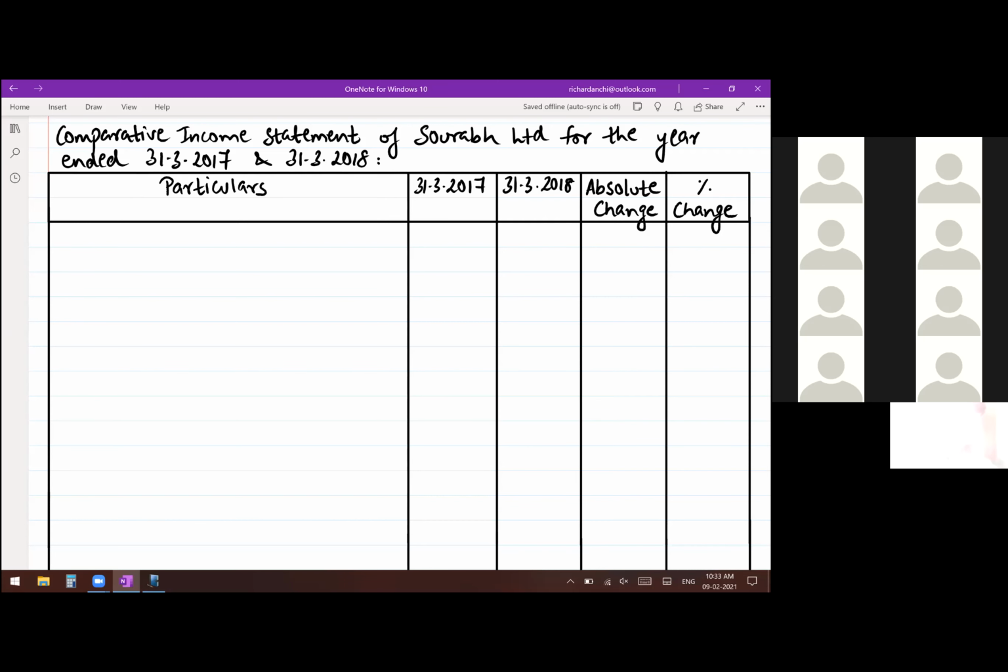Ready, everyone? First problem we all will solve together. First time we are preparing comparative income statement. Incomes all on top. Here there is only one, and that is sales. So write down sales for 2017, 4 lakhs, and for 2018, 6 lakhs.